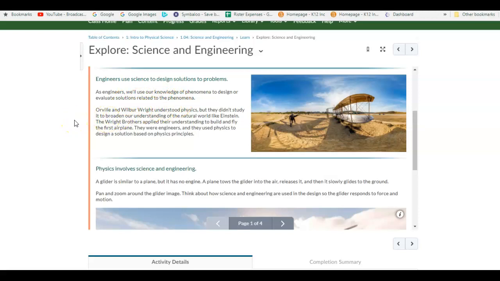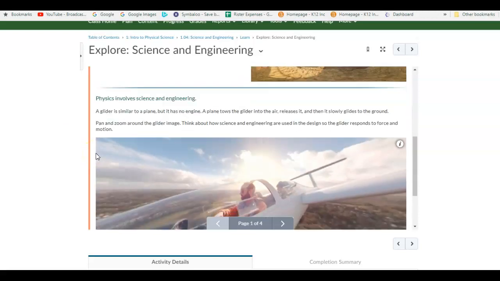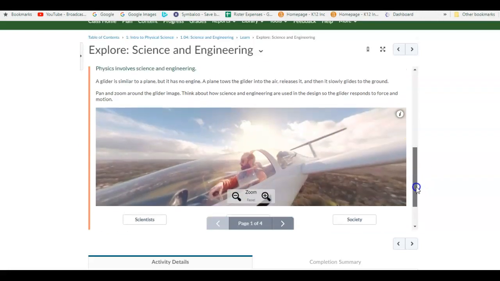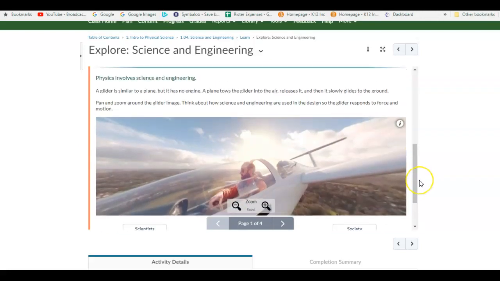So Orville and Wilbur Wright, you've heard of the Wright brothers, understood physics, but they didn't study it to broaden our understanding of the natural world like Einstein. The Wright brothers applied their understanding to build and fly the first airplane. They were engineers and they used physics to design a solution based on physics principles. So physics involves science and engineering. And physics, obviously, is one of the things we're studying in physical science.